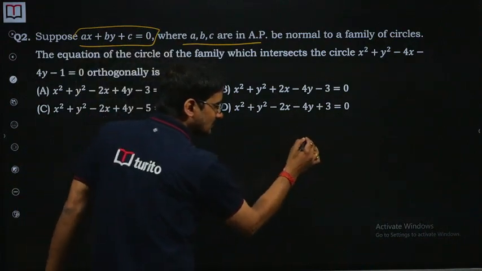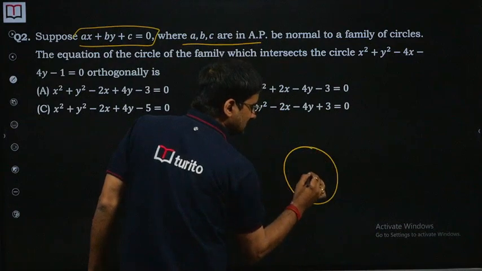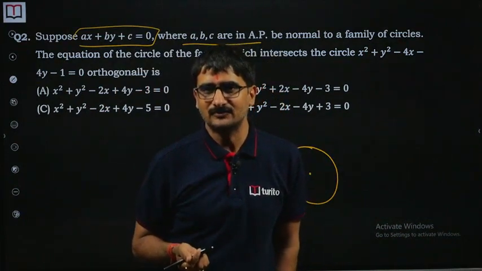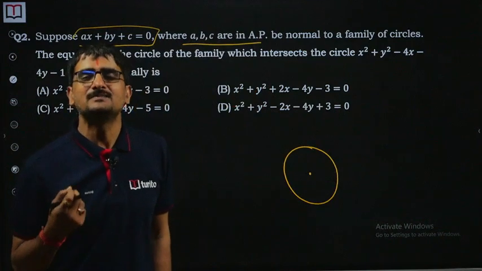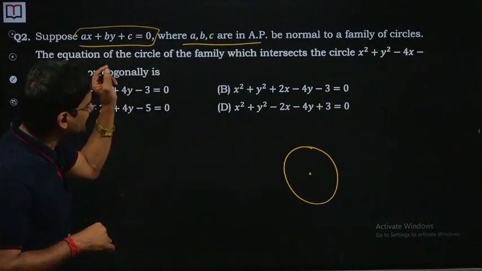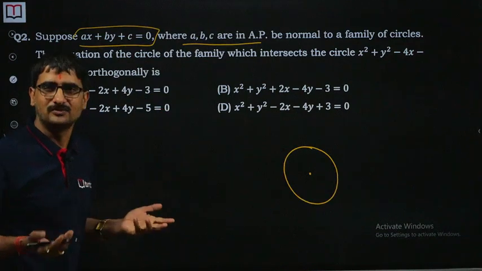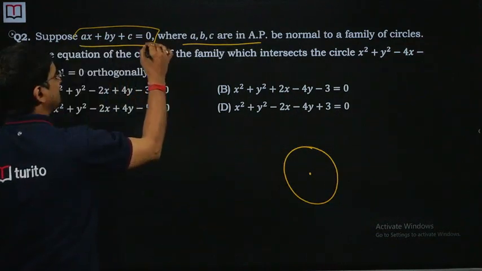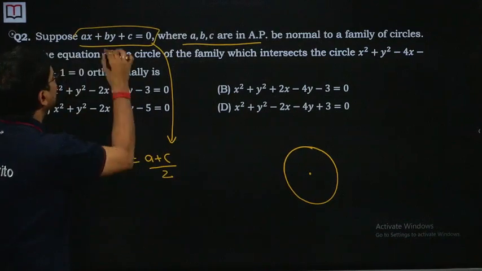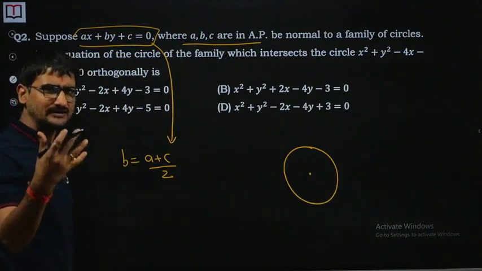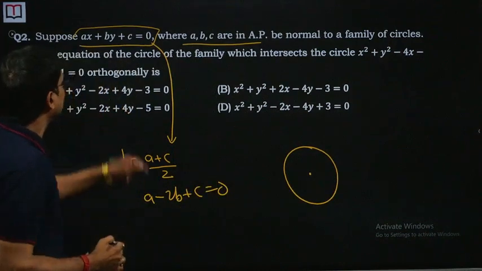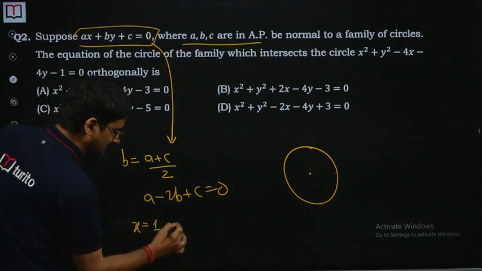Now see, family of circles means there are infinite circles. When the same line is normal to all the circles of the family, it is possible only when it passes through the point of concurrency of all those lines, that is, through the center of all possible circles. These are infinite lines. A, b, c are in AP, which means I can replace b by (a + c)/2. So I write it the other way around: a - 2b + c = 0. If you compare these two, you can say x is 1 and y is -2. All of you agree or not?